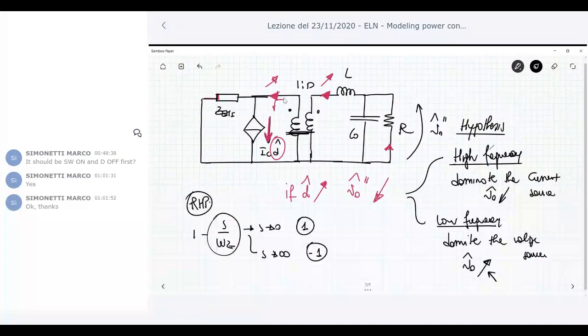So the conclusion of this reasoning, which is a first order approximated analysis of this effect, is that the impedance of the EMI filter can induce an instability problem, due to the fact that its behavior can be similar to that of a right half plane zero. As you know, this can lead to instability problems.